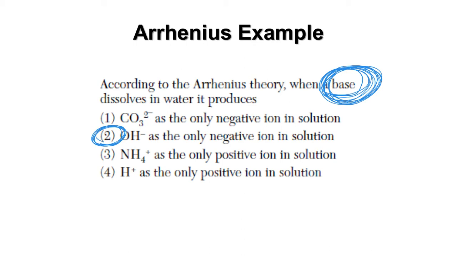Now let's say that when you got to this question, you forgot. If you recognize base, then if you go to table L, our common base table, again, you see 3 out of 4 of them have hydroxide. So therefore, hopefully you would pick that. Now it does say as the only negative ion in solution, because let's say we have sodium hydroxide, then you would also have the sodium ion too. So that's why they say as the only negative ion.